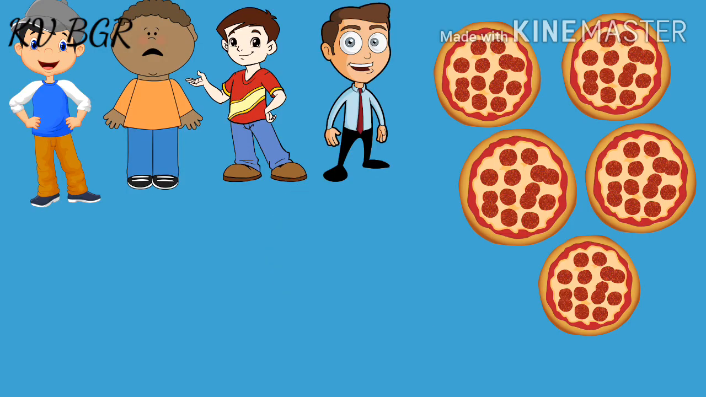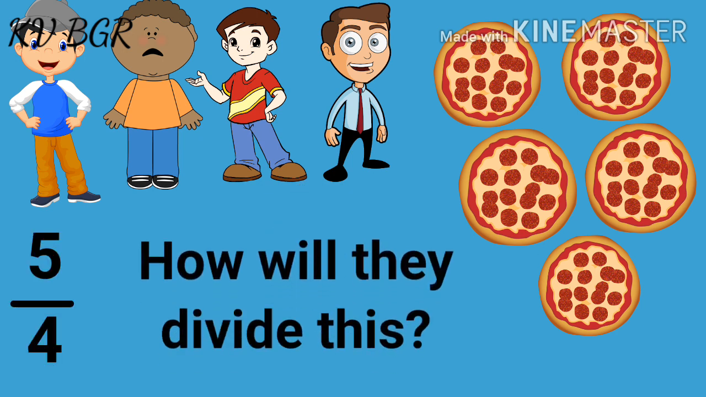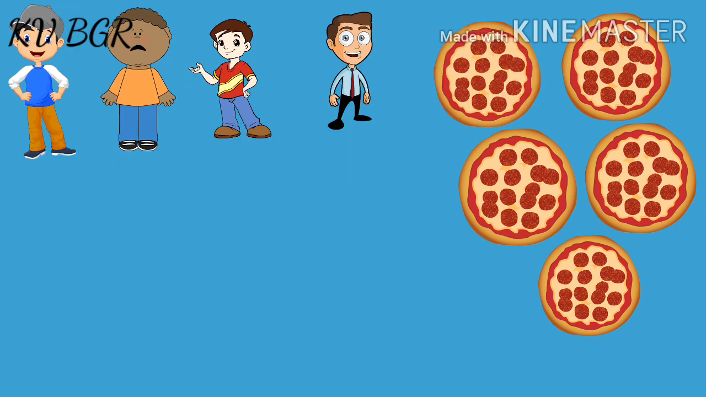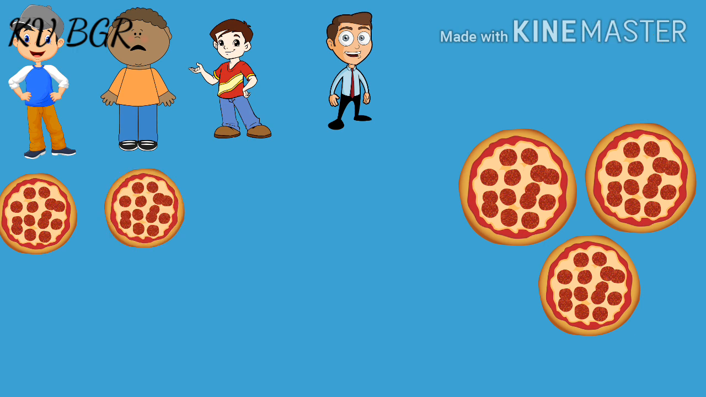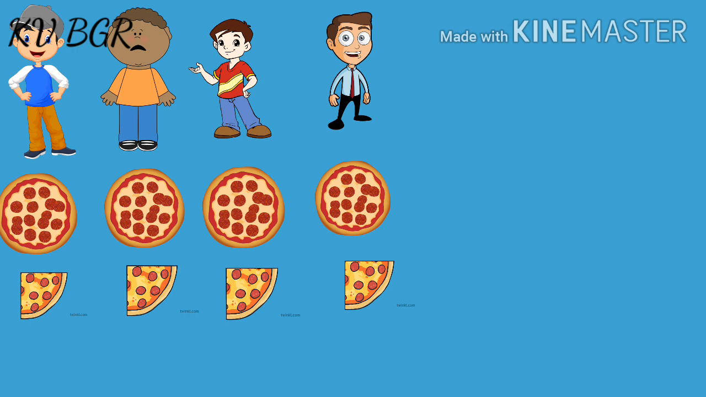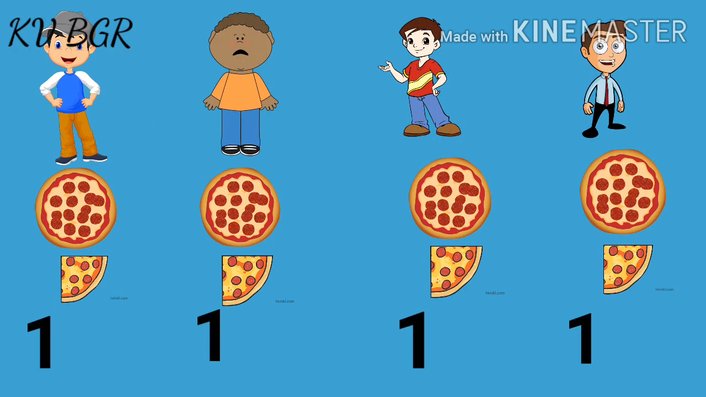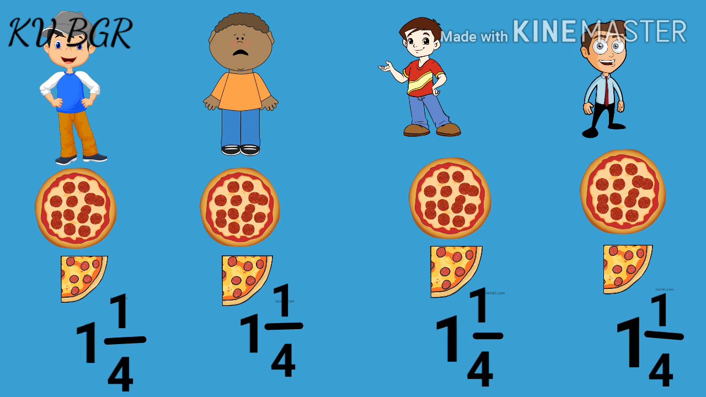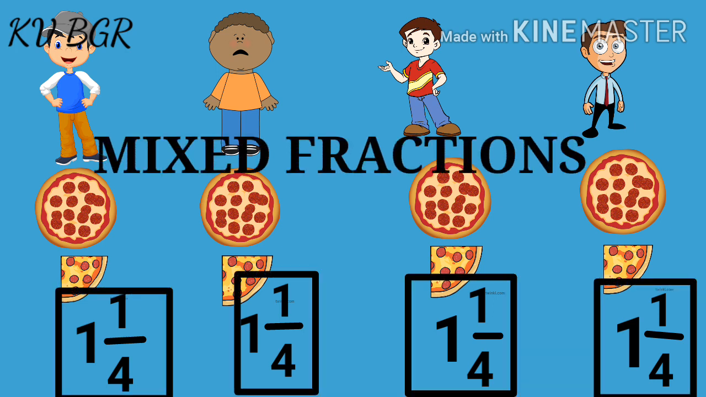Confused? Okay, let's see how they will divide 5 pizzas among 4 friends. First, each of them will take one pizza, but still one pizza remains. Same problem which we discussed earlier. They will divide 1/4 part of the remaining pizza. Now each one has one whole pizza and 1/4 part of another pizza. In total, they each have 1 and 1/4 pizza, right? All these fractions are known as mixed fractions.